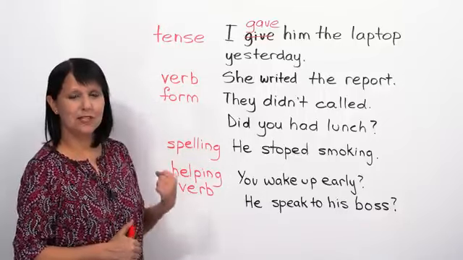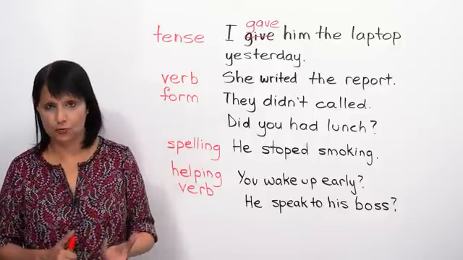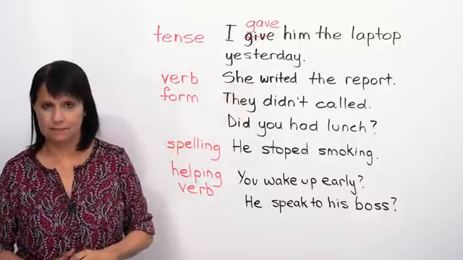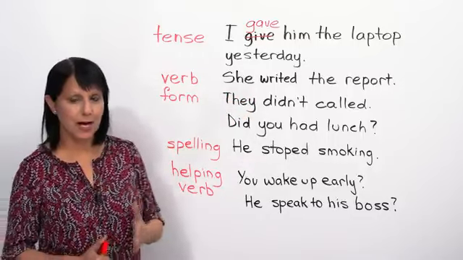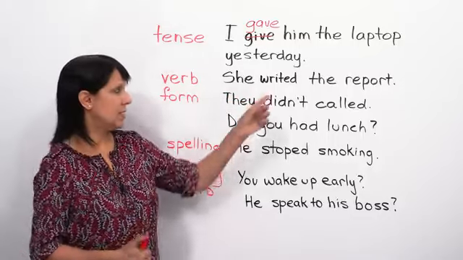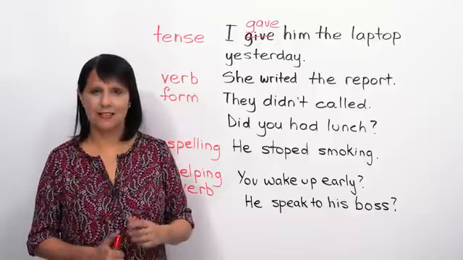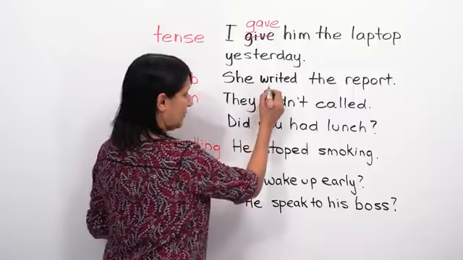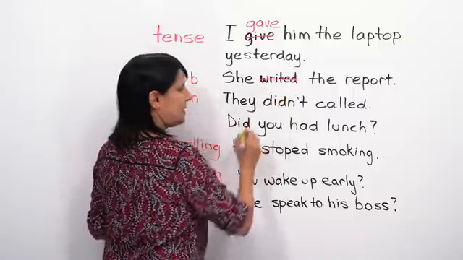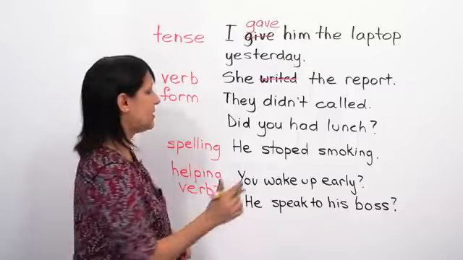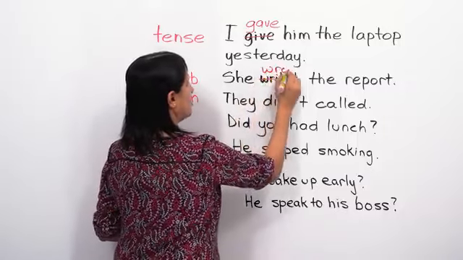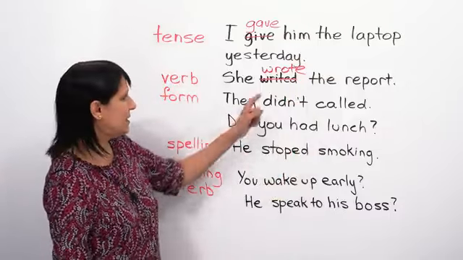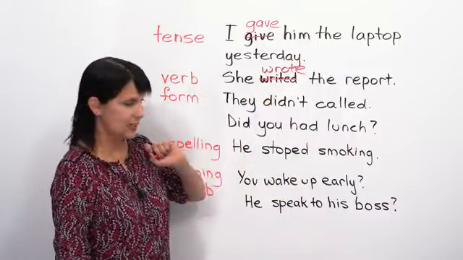Next, sometimes the verb form is wrong. For example, she righted the report. So let's suppose this is in the past. So, is that a word? Not correct. Okay? So this is an irregular verb. The verb write is irregular, and the past tense of the verb write is wrote. She wrote the report. All right? So sometimes that's the mistake.